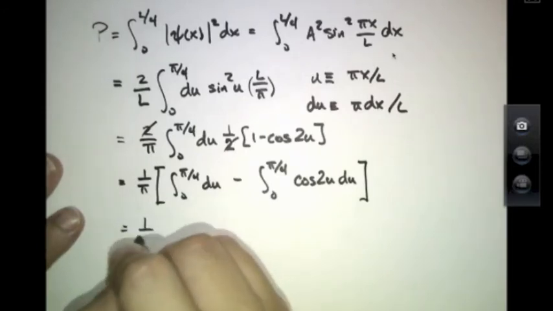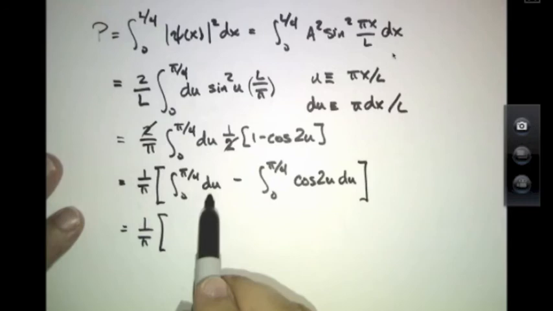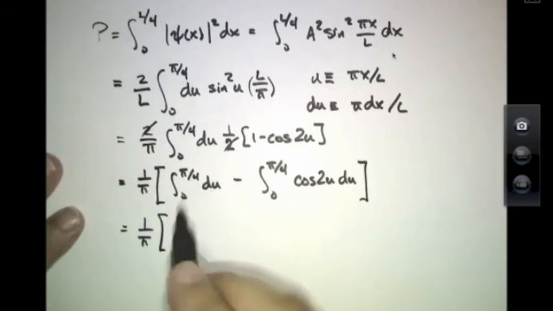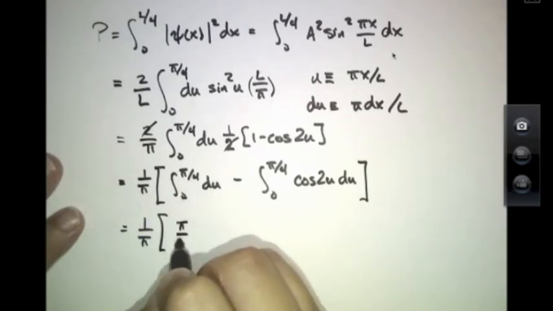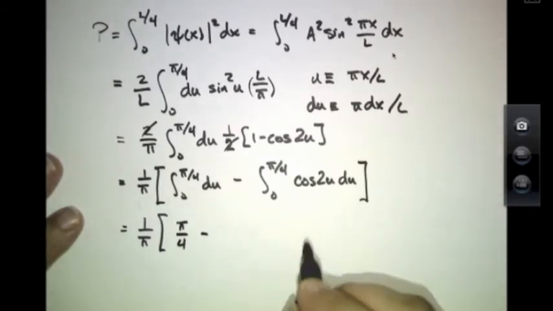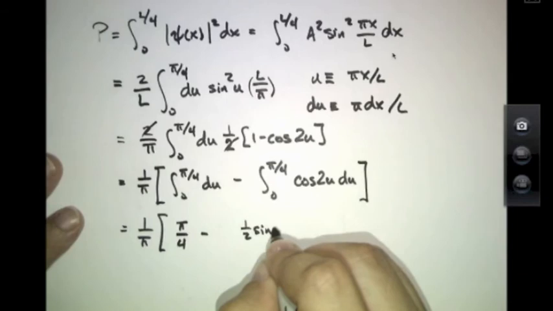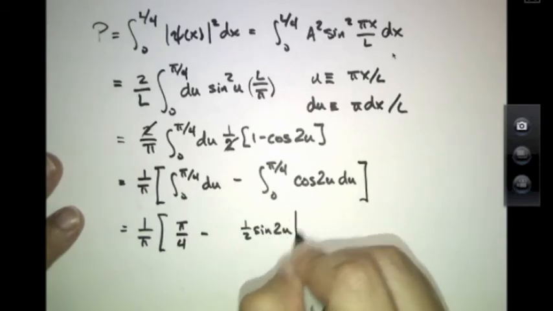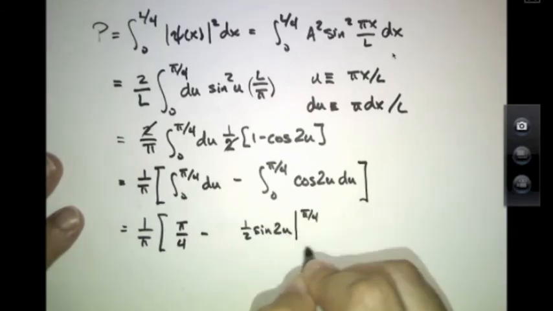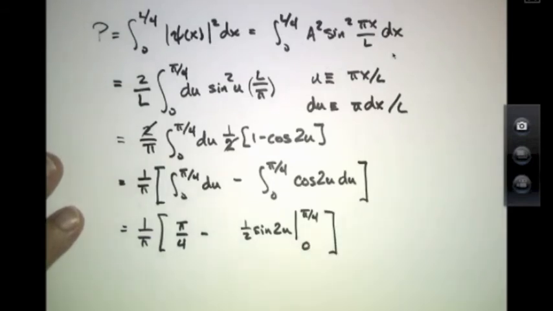So I have 1 over pi. This integral is just u. I'm going to evaluate it at pi over 4 and at 0. That gives me just pi over 4. The antiderivative of cosine of 2u is 1/2 sine of 2u. I'm going to evaluate that at pi over 4 and at 0.